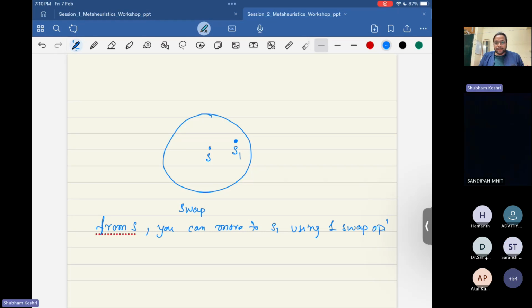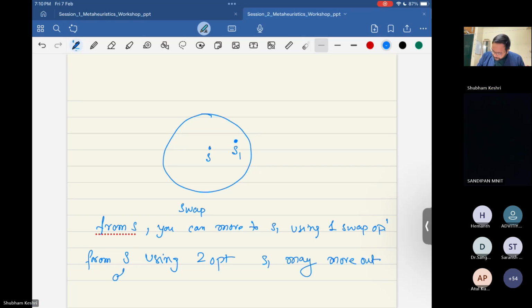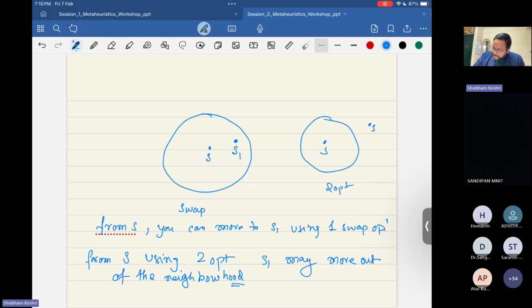Okay, one swap operator. But suppose you are using 2-opt, so from S using 2-opt, S1 may move out of the neighborhood. So for example, what will happen is your S is here. This is the neighborhood using 2-opt and S1 is here. You cannot reach S1 with one 2-opt operator. So earlier with one swap operator, you could move from S to S1. But using 2-opt operator, you are not able to move with one 2-opt from S to S1.